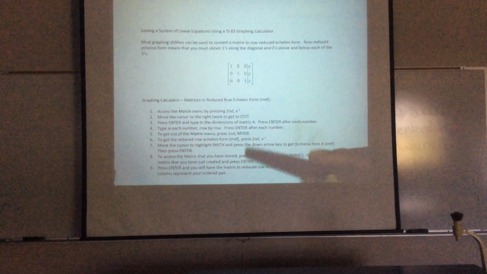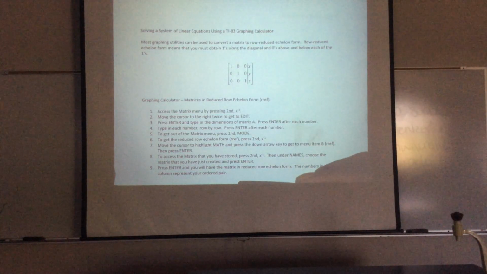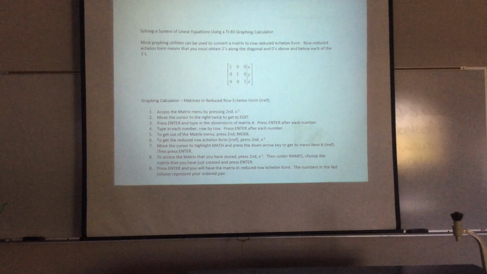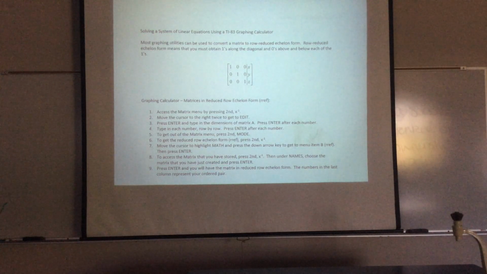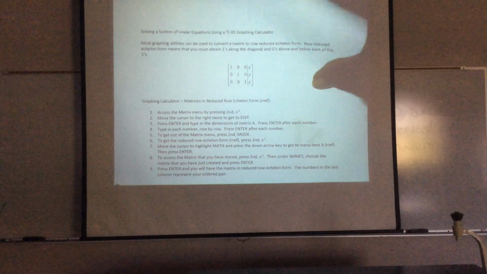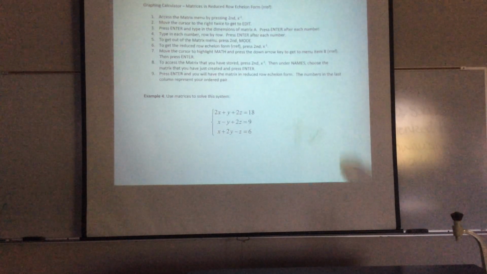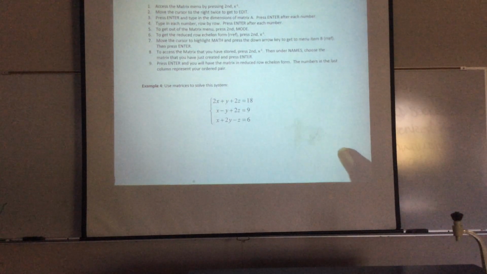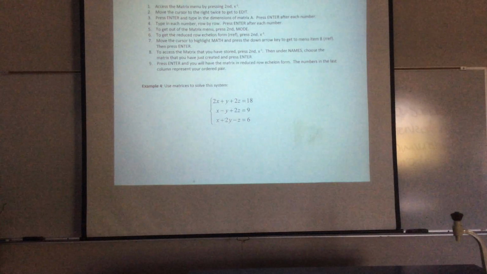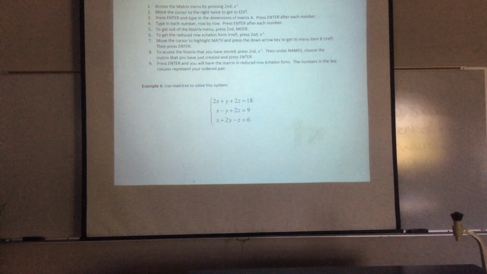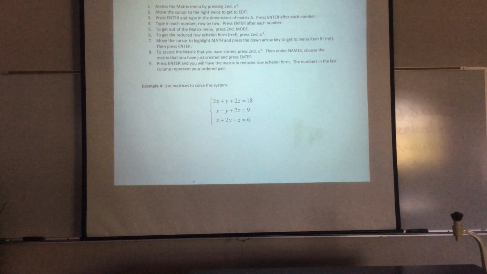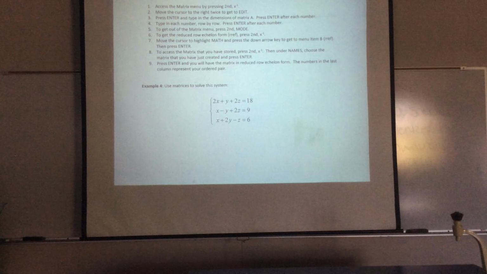Now, this right here is the graphing calculator procedure on your handout that shows you how to get the x, y, and z values using reduced row echelon form, okay? Rather than me go through all of that, I use this as an example here. Use matrices to solve this system, which is 2x plus y plus 2z equal 18, x minus y plus 2z equal 9, and x plus 2y minus z equals 6.